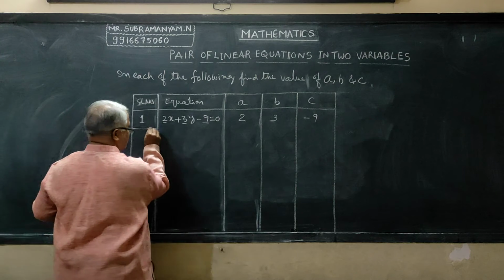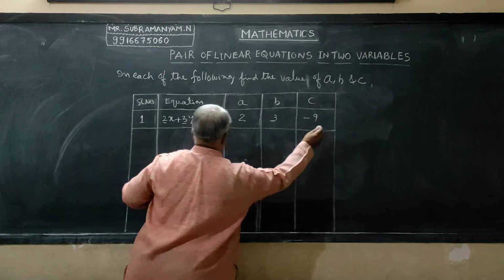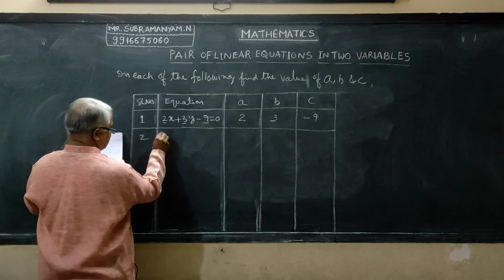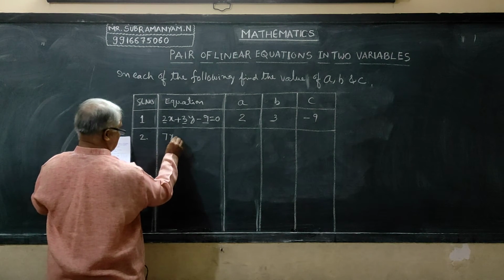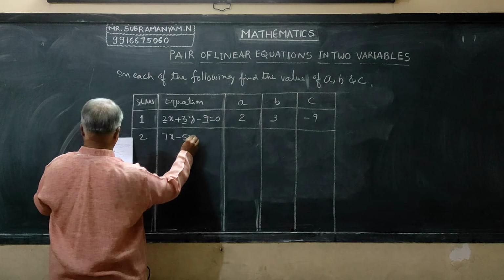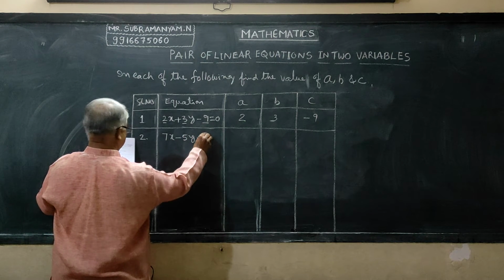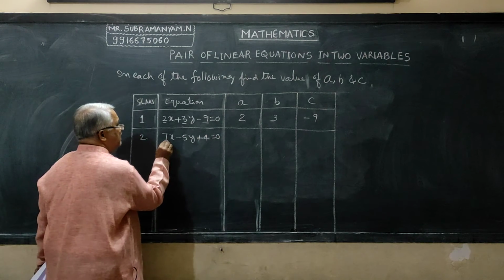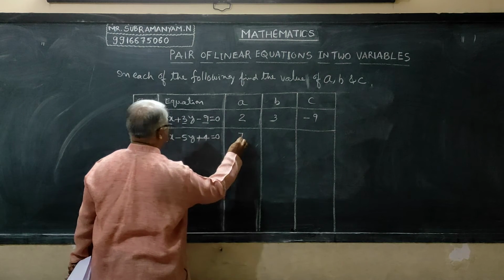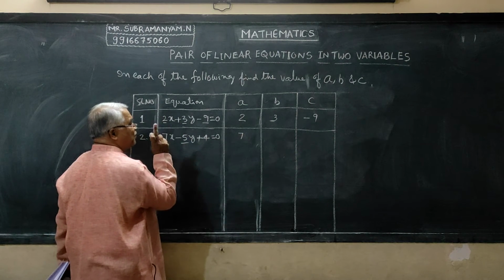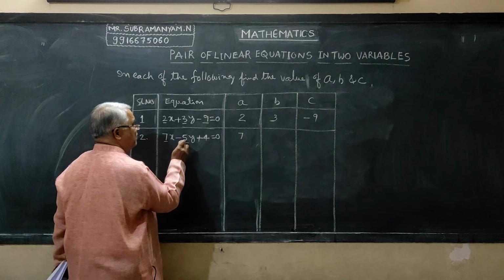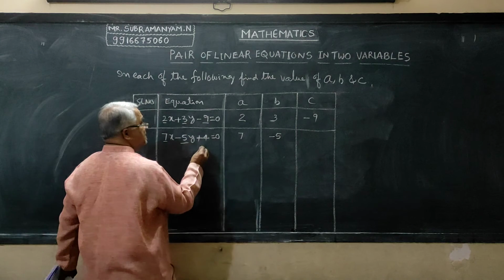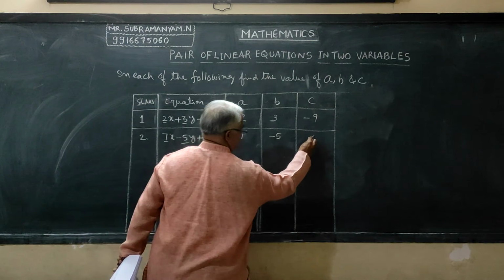Now, let us take the next problem. Second equation: 7x minus 5y plus 4 equal to 0. This is the value of a, 7. This is the value of b. Now we should be very careful. b value is minus 5. c value is 4.